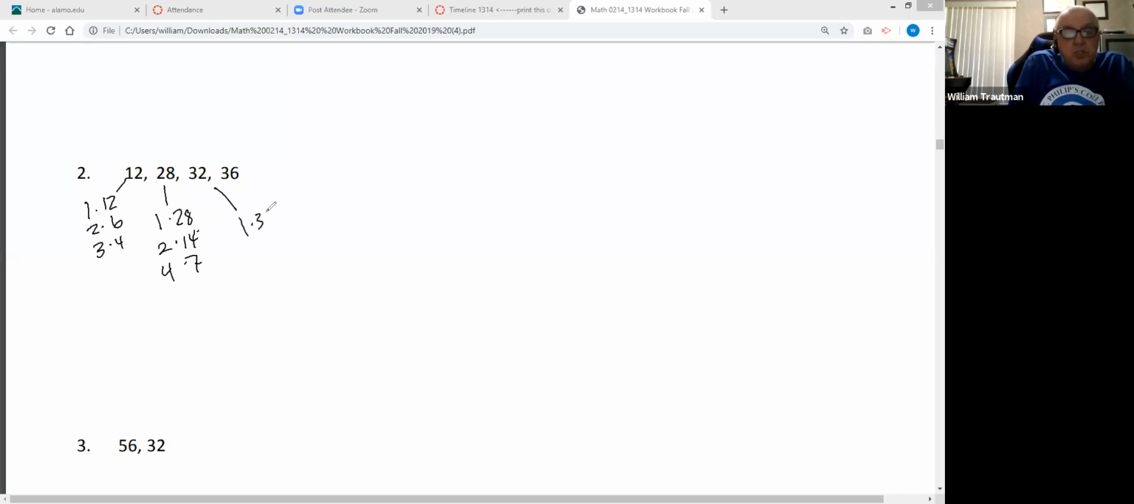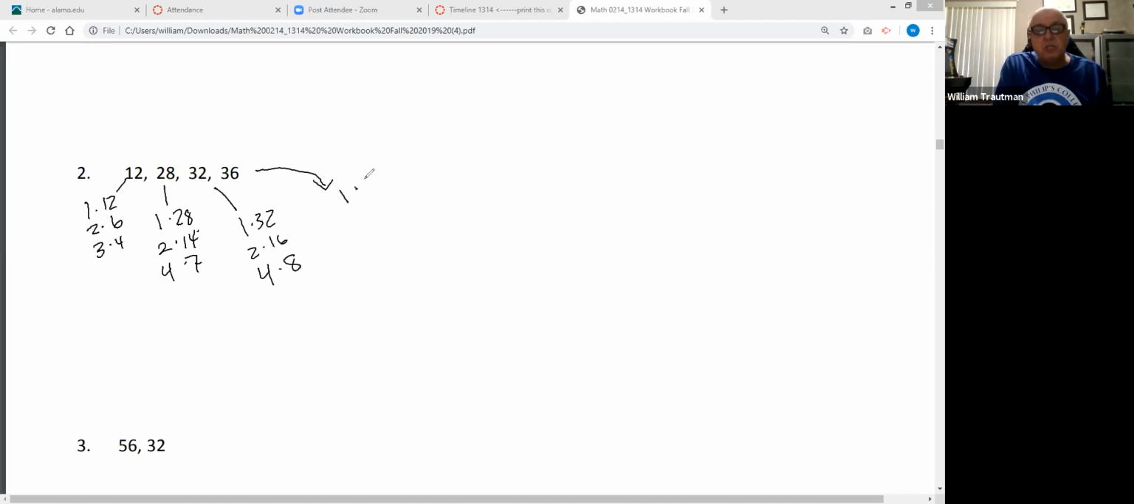32: 1 times 32. 2 times 16, 32 divided by 2 equals 16. So you can use your calculator. If you don't know the things that multiply together to get 32, do 32 divided by 2. I get 16, so 2 times 16 is 32. 32 divided by 3, I get a decimal, so that doesn't work. 32 divided by 4, oh, it does. 4 times 8. And I think that's it. 6 doesn't go into 32, and 7 doesn't either.